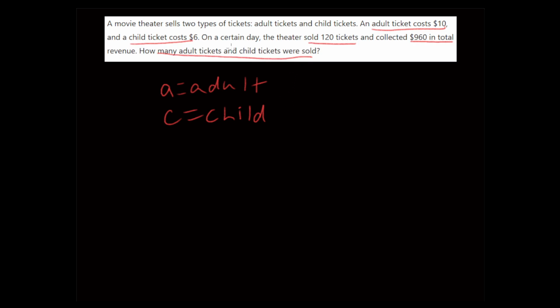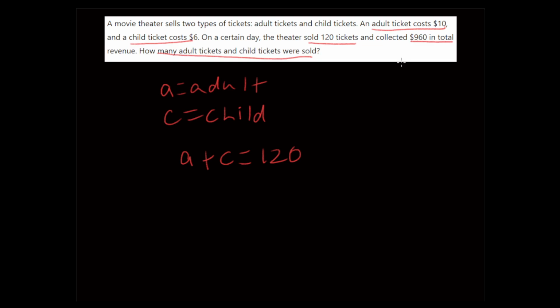Another important piece of information underlined is that they sold 120 tickets. So we can write our first equation, because this is a system of equations, so we'll have two equations in total to solve this. First, we'll add the total number of adult tickets and the total number of child tickets and make those equal to 120. A represents the total number of adult tickets, and C represents the total number of child tickets.